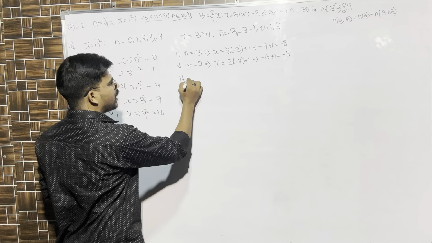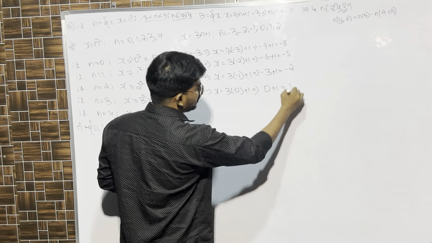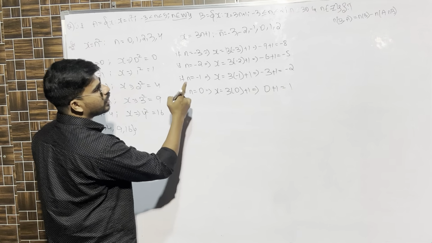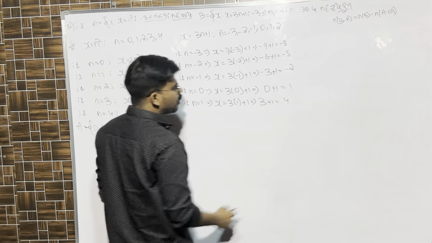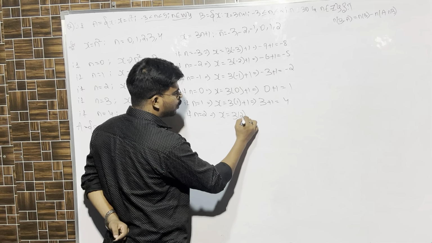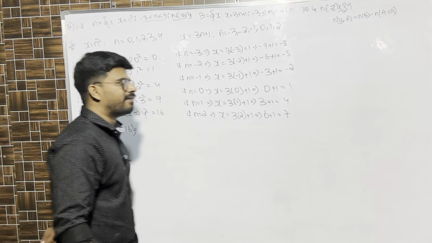Next, if n is equal to 0, x is equal to 3 into 0 plus 1. 3 into 0 is 0 plus 1, which is 1. Next, how many more are there? 1 and 2. If n is equal to 1, x is equal to 3 into 1 plus 1. 3 1 is 3 plus 1, 4. Last, if n is equal to 2, x is equal to 3 into 2 plus 1. 3 2's are 6 plus 1, which is nothing but 7.